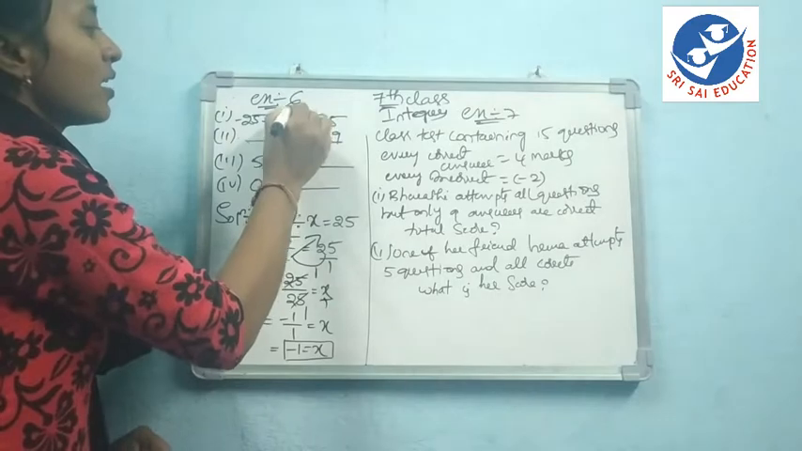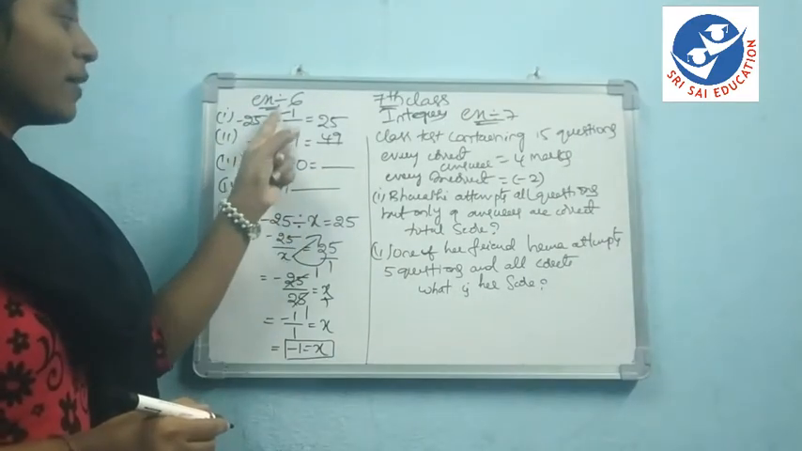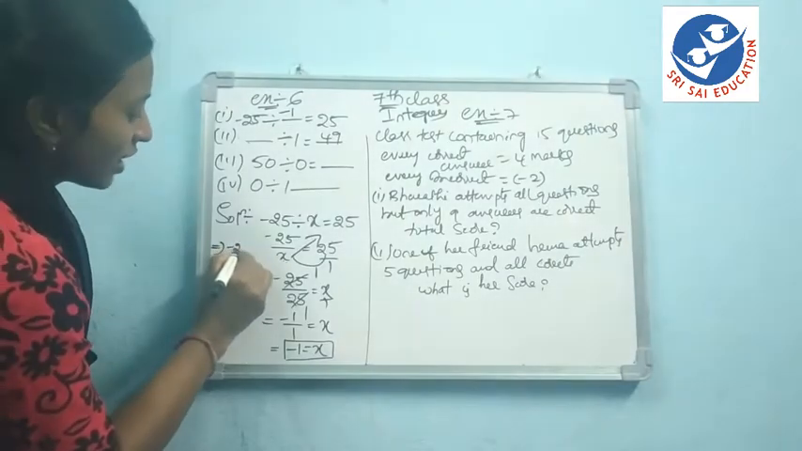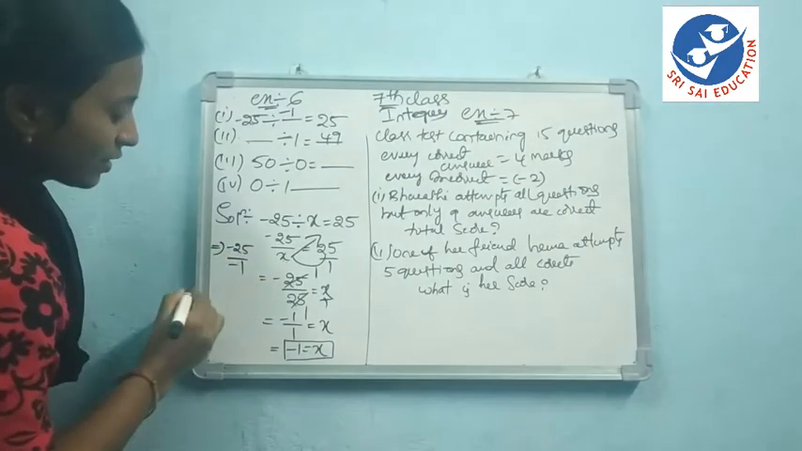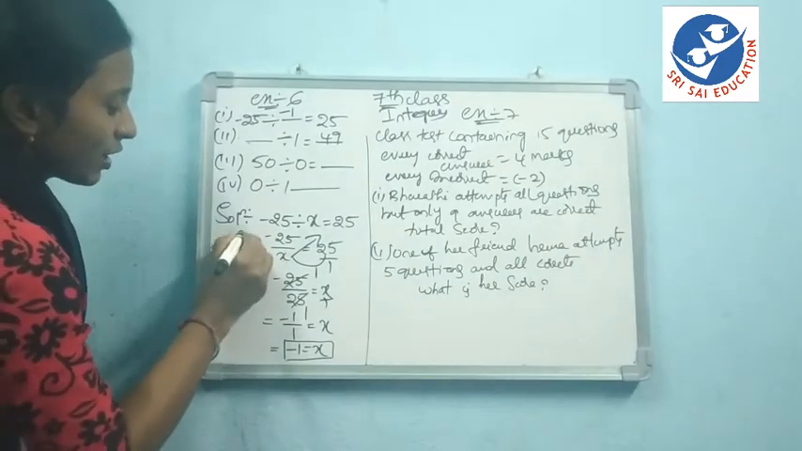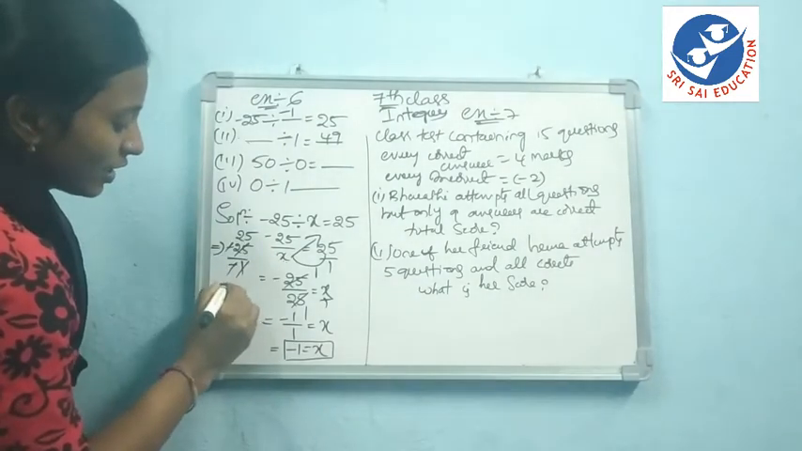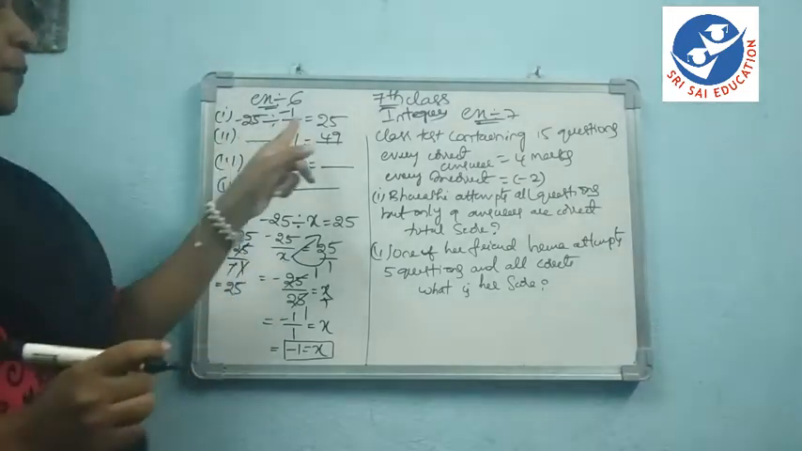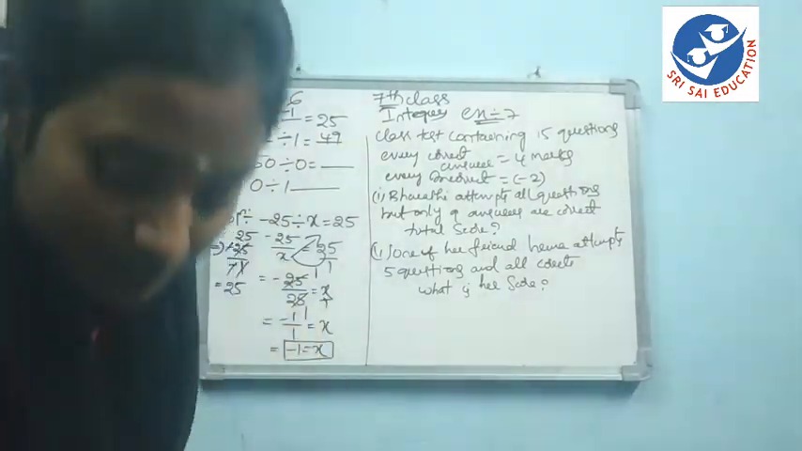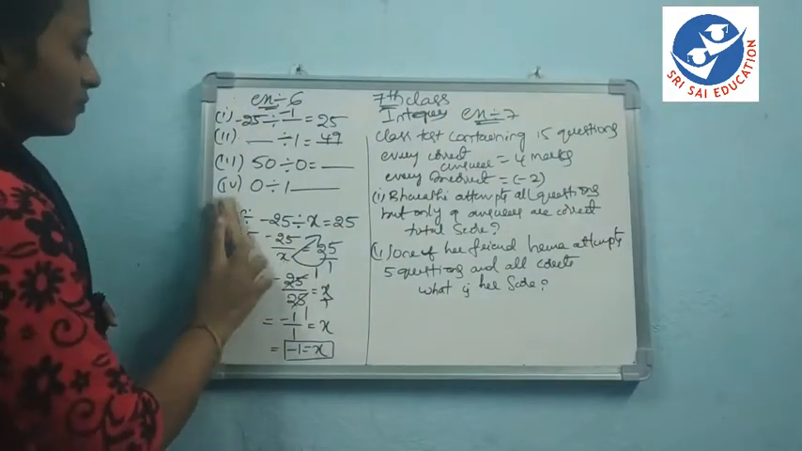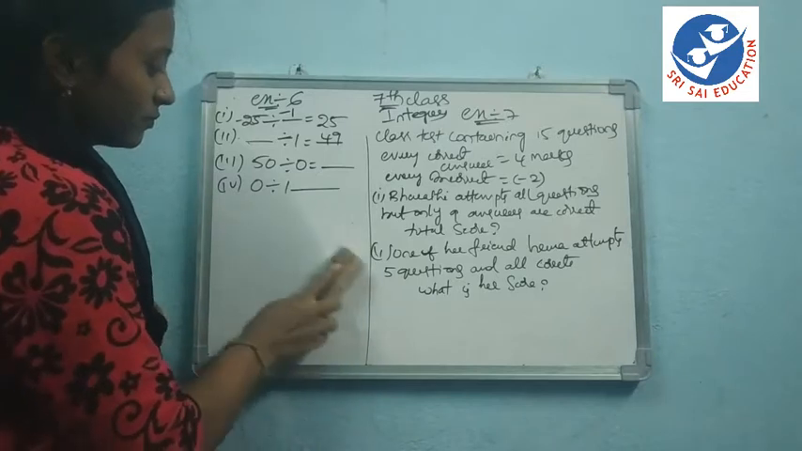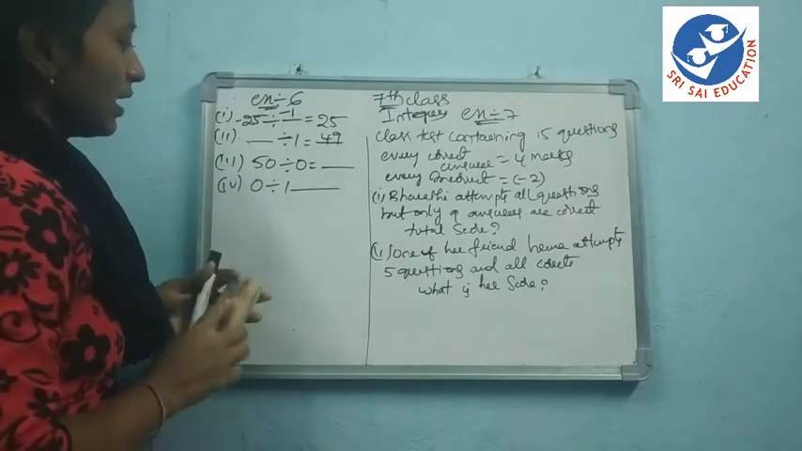This means minus 25 divided by minus 1. Verification: minus 25 by minus 1. Minus minus cancel. 1 ones are 1, 25 ones are 25. Yes, we get plus 25. Okay. Next problem.